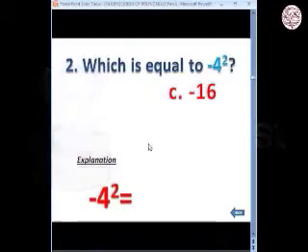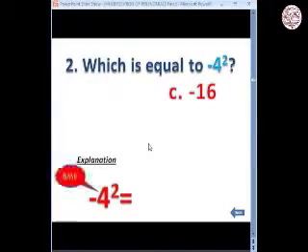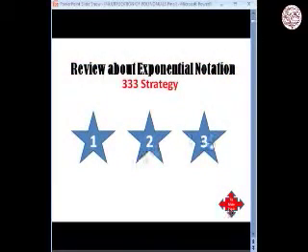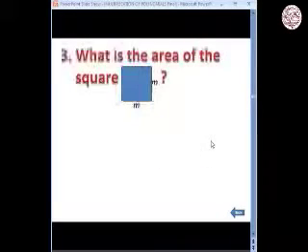Actually, negative 4 raised to 2 would mean that your base is 4 and the exponent is 2, can be rewritten as negative 4 times 4. That is equal to negative 16, right? Therefore, the answer is letter C. Okay, let's have now the last number for our review.